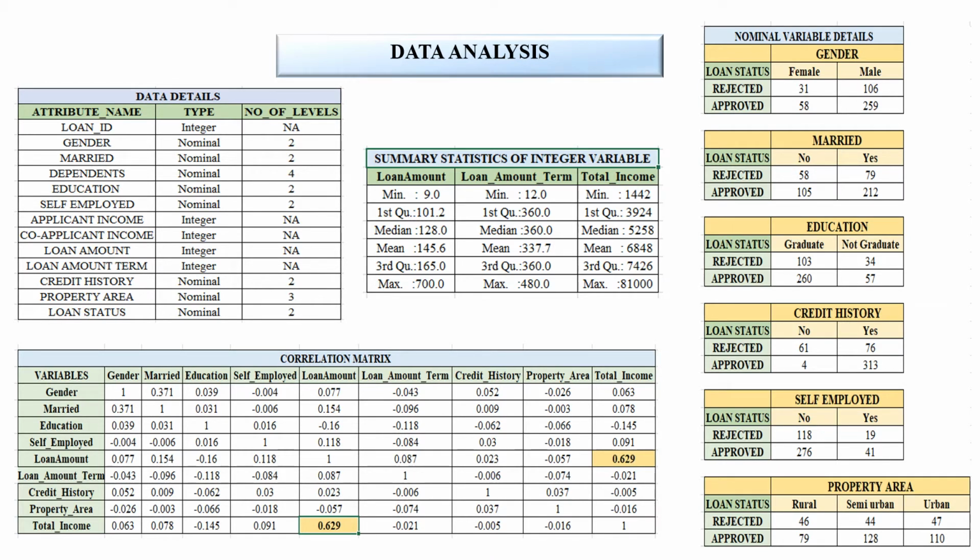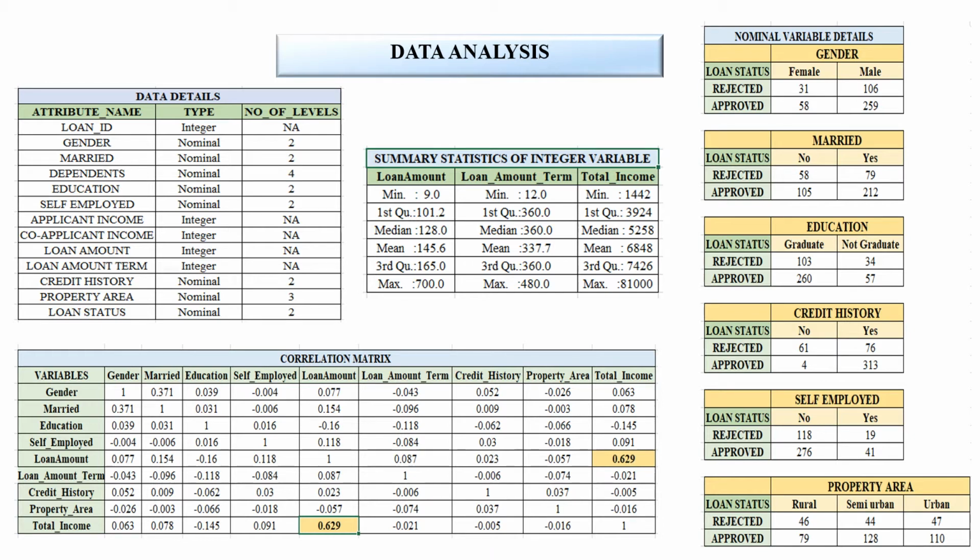We can infer the following from the summary statistics of 3 integer variables: loan amount, loan amount term, and total income. While considering the loan amount, mean of the loan amount is $146,000. The maximum and minimum amount is $700,000 and $9,000 respectively. Only about 25% of the total applicants require a loan amount that is more than $165,000.